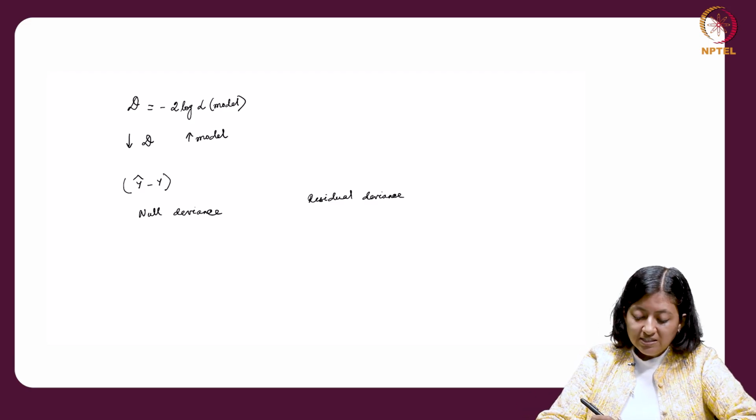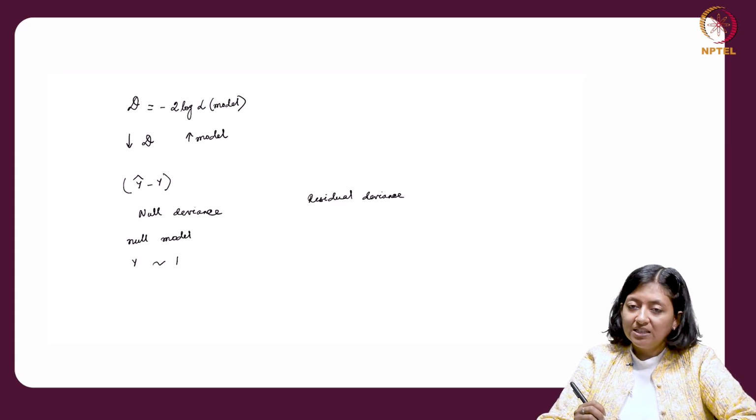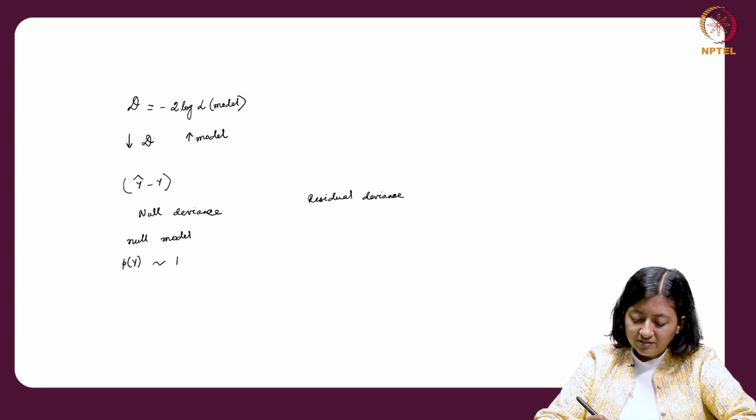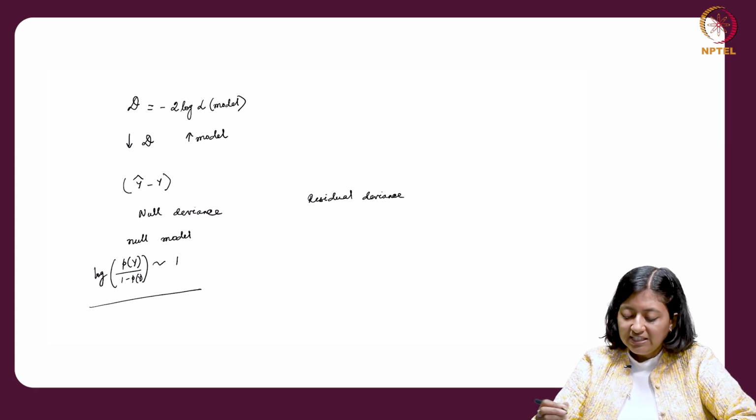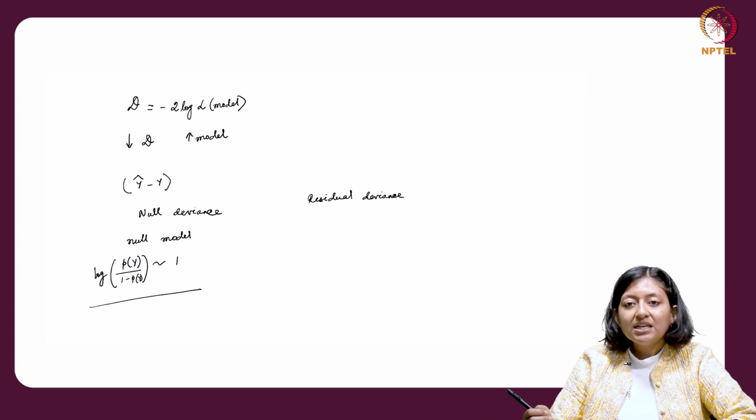In the null deviance, the model that is considered is the null model. And what is the null model? It's a model without any predictor features. Or in other words, it only has the intercept in the model. Now, as you know, we are not predicting y directly in logistic regression. Rather, we are predicting the log of odds. So, the null model essentially is this. And the null deviance is naturally minus 2 log likelihood of this null model.